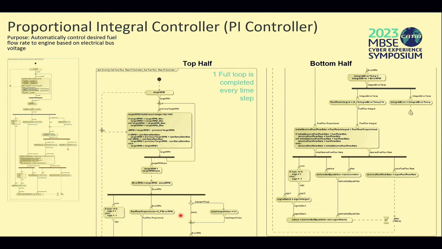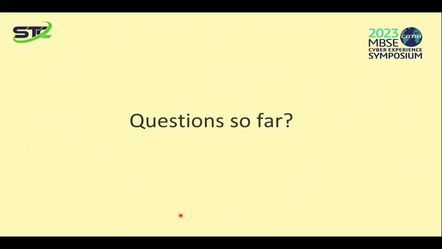This loop that you see is a pieced-together diagram. That's the top and the bottom of it. But if you put it like that, that loop actually happens at every time step in this simulation. So it routes values and starts splitting them out and evaluating them. The whole purpose is to update the fuel flow rate to the engine based on the voltage of the bus. So that is a really interesting concept.